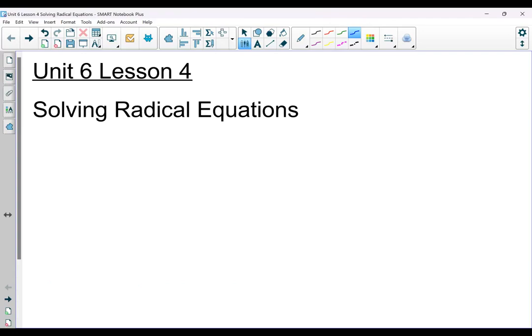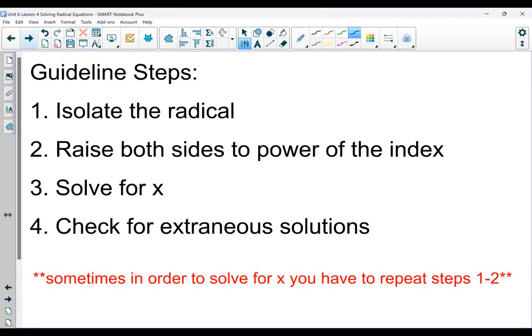Today we're going to talk about solving radical equations when they're written in radical form. Our guideline steps are going to be to isolate the radical, raise both sides to the power of the index to undo the radical, solve for x, and then check for extraneous solutions.